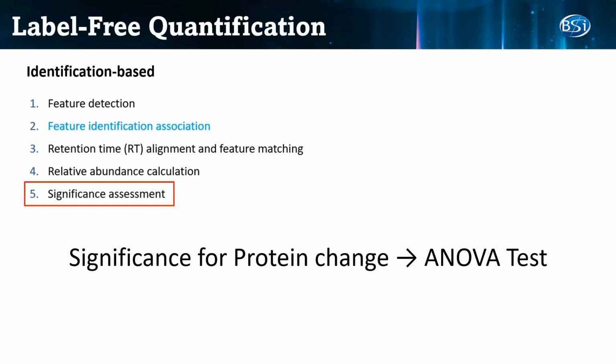Finally, the protein change significance is calculated using the ANOVA test and reported as significance in the result. The significance is the -10 log of the p-value that came from the ANOVA test.